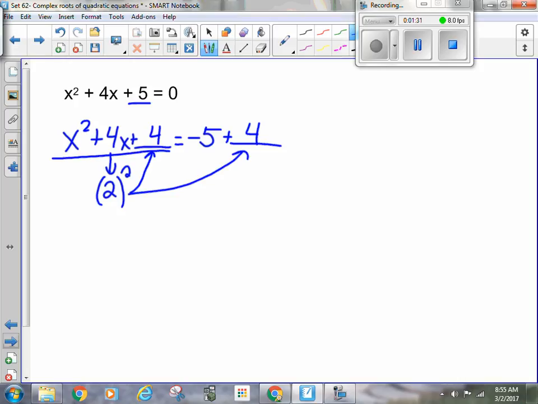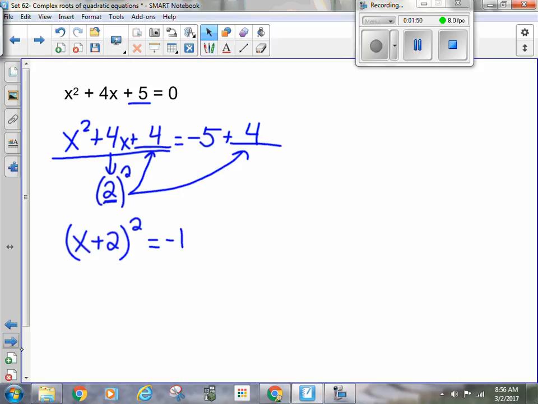Okay, this here is going to turn into x plus 2 squared. Remember, that's really simple. You don't have to do the factoring out because it's going to be x plus or minus whatever your half b term is, and then that whole quantity squared. Equals negative 5 plus 4 gives us negative 1.